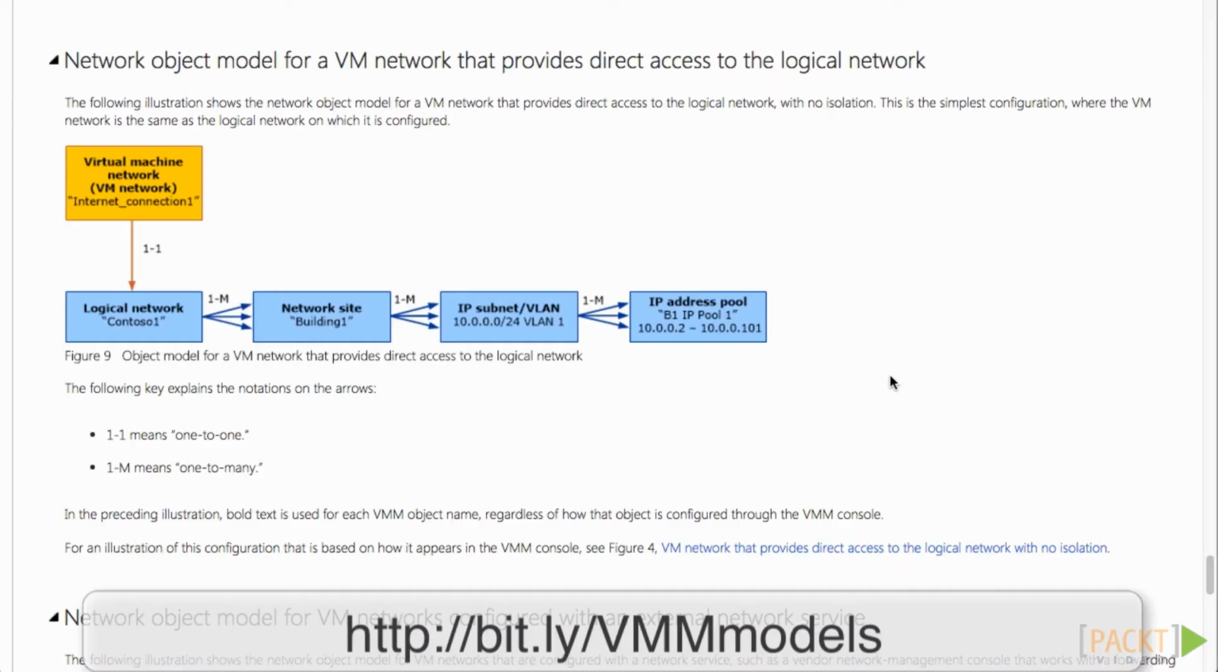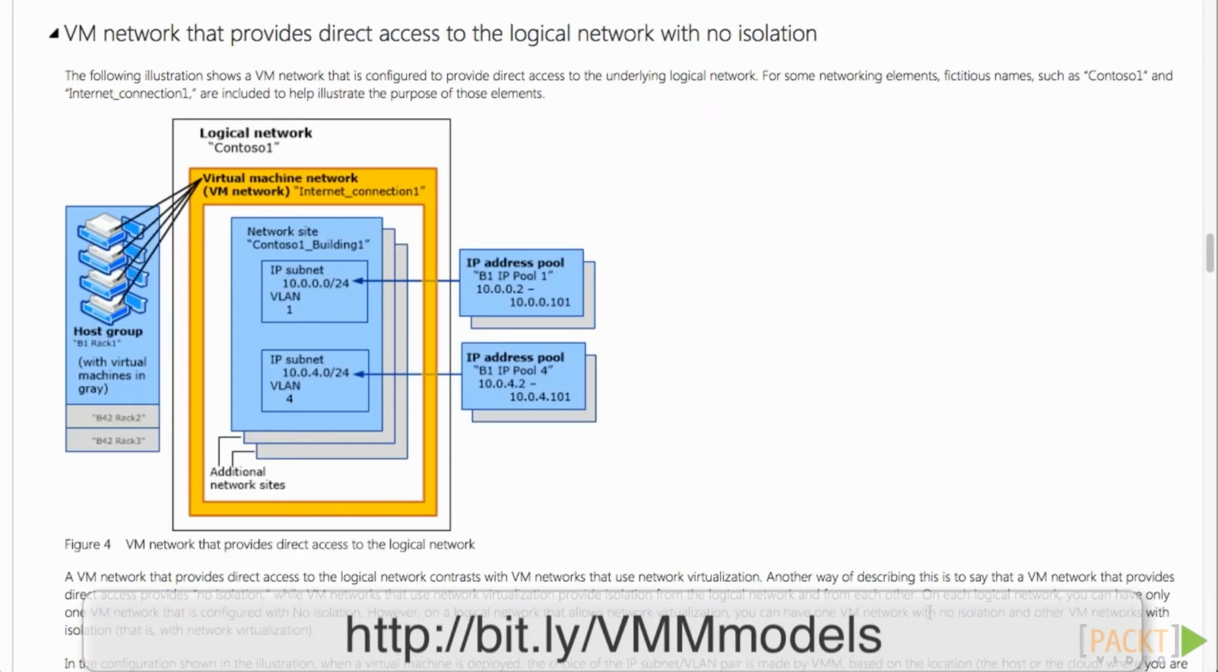If you look at the logical network model on Microsoft's website for a direct access network, you can see that you need to create the logical network, then create a virtual machine network and attach it to the logical network. You also see that you can add multiple servers to a host group. A logical network is a grouping of one or more virtual networks that contain IP subnets and address pools.